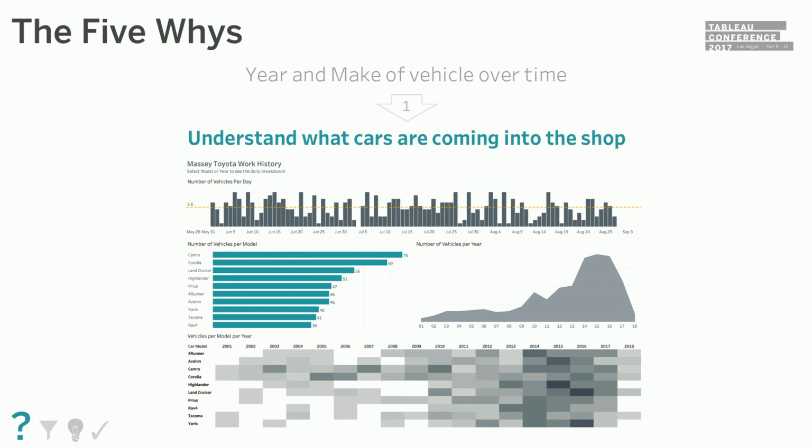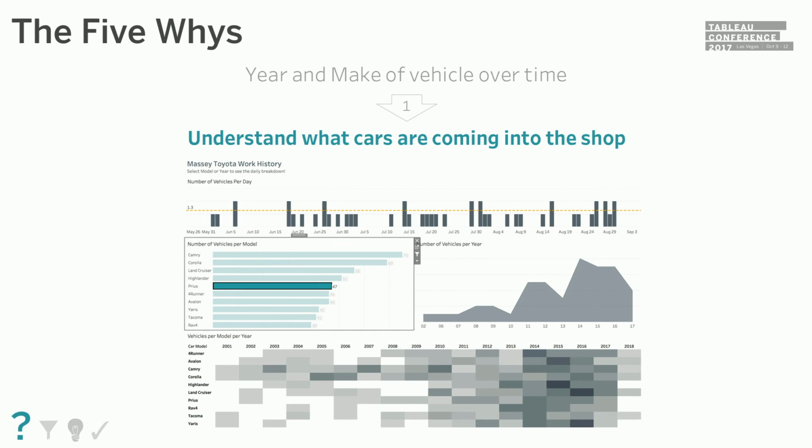It would have looked something like this. He can see the number of vehicles per model coming into the shop per year, as well as the vehicles per day. And he can actually explore this dashboard as well. For example, he can click on Prius, and the rest of the dashboard is going to filter to let him see the distribution of Priuses coming into the shop.